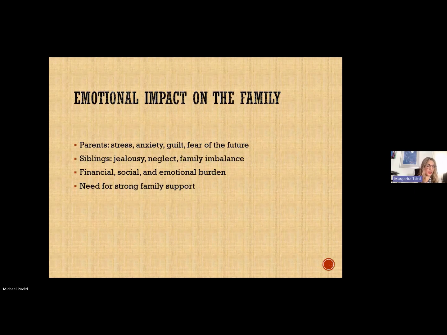Frequent medical visits, treatments, and unpredictable flare-ups can make normal family life difficult, and we have interruptions to the normal life. Empowering families to manage uncertainty, to communicate openly, and to support one another is a central part of therapeutic work. Adherence to treatment is another key challenge.